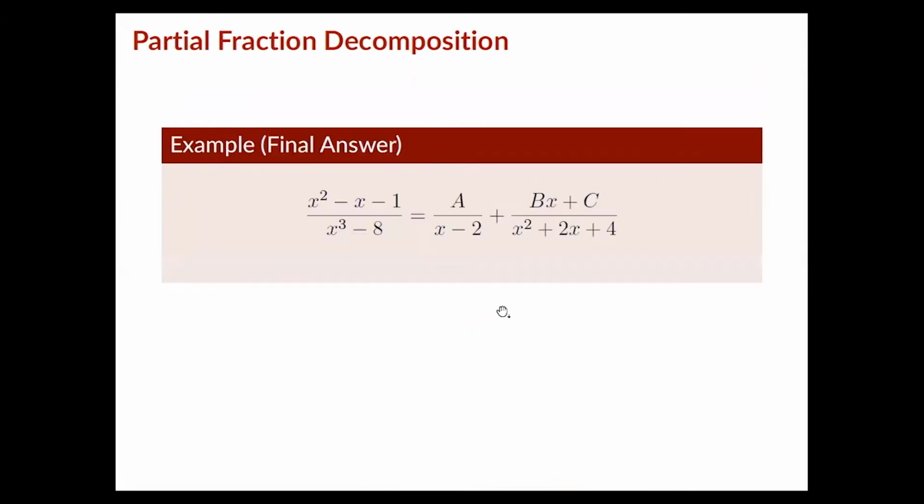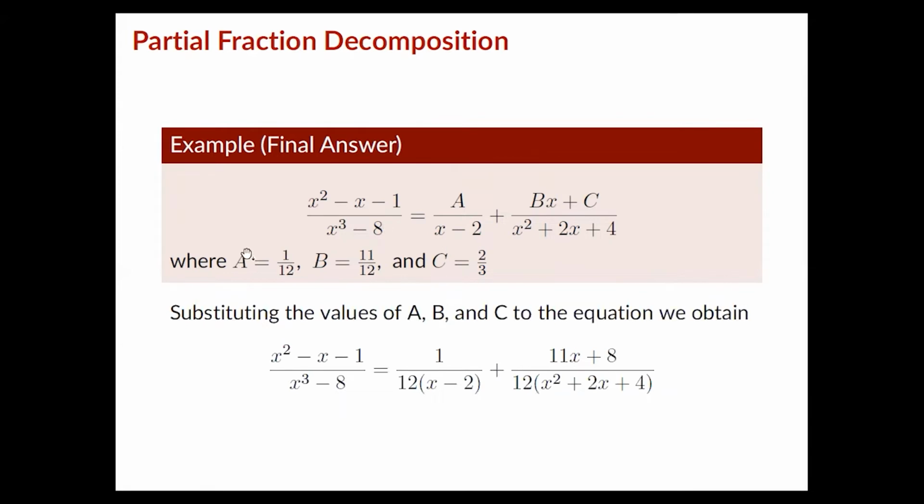So that ang ating final answer for this is this sum of rational functions where a is equal to 1/12, b is equal to 11/12, and c equals 2/3. Substituting these values to our sum gives us x squared minus x minus 1 over x cubed minus 8 equals 1 over 12 times x minus 2 plus 11x plus 8 over 12 times x squared plus 2x plus 4. Now na na-review na natin ang partial fractions, we can now use this technique to integrate rational functions.